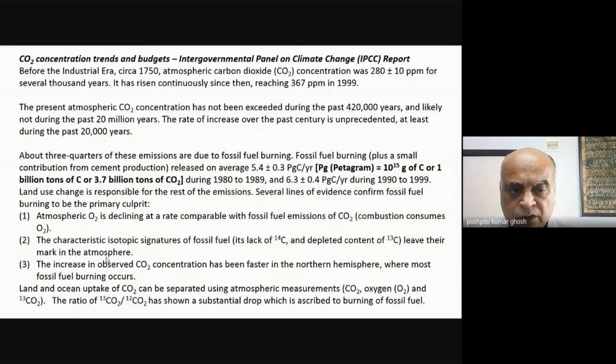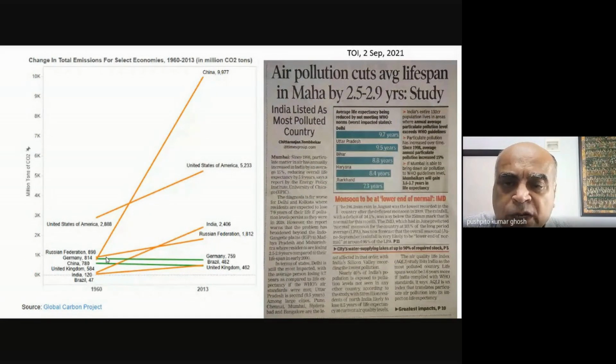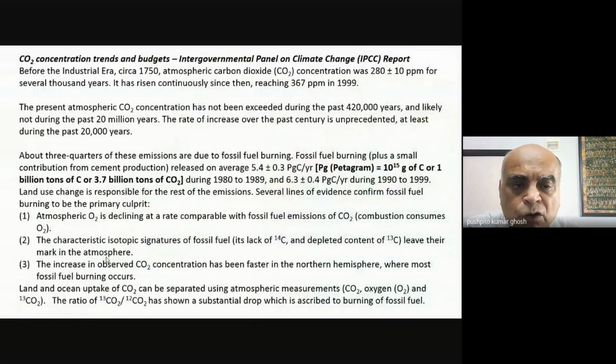So people knew that in that case, there must be a role of fossil fuel in this whole thing. The second thing was, when you burn carbon or burn fuel, what else gets consumed? And what gets formed? Oxygen, sir. Oxygen gets consumed, and what will form is carbon dioxide and water. What they found is that the atmospheric oxygen is declining at a rate comparable with fossil fuel emissions of CO2. So the two are going hand in hand.